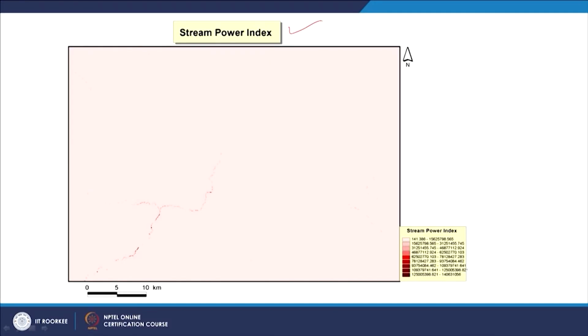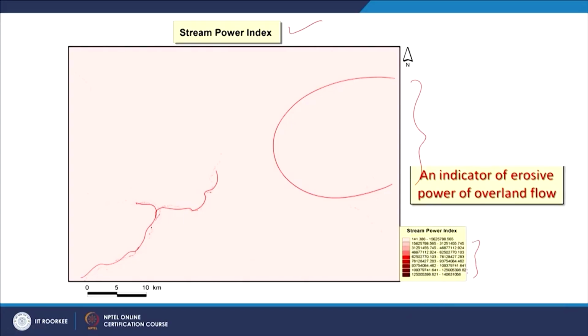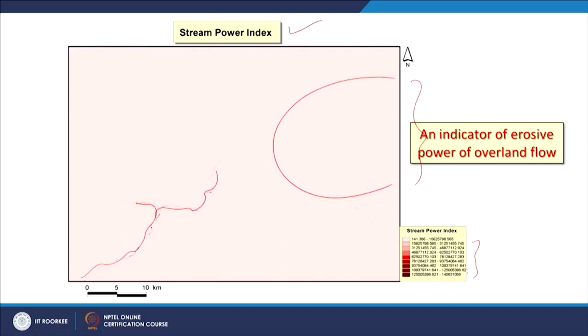Now, this is again the same digital elevation model subjected to stream power index. You can see that here the stream power is very high relative to other parts of this water side. When we are seeing visually, we are finding that this area is having almost the same value, but it is not true. There are values which are varying. If you zoom in and use the identification tool, you would find that each cell is representing a different stream power index. So, basically stream power index is an indicator of erosive power of overland flow, that is surface runoff.